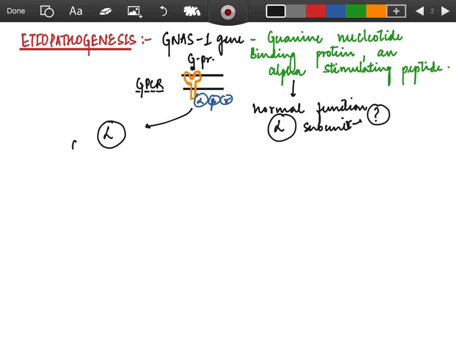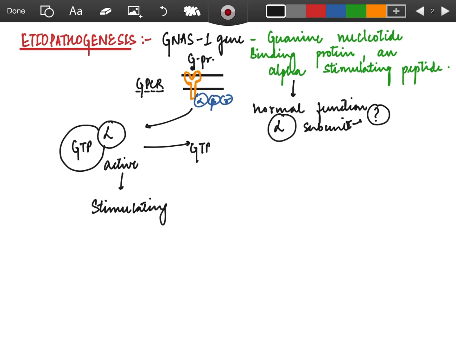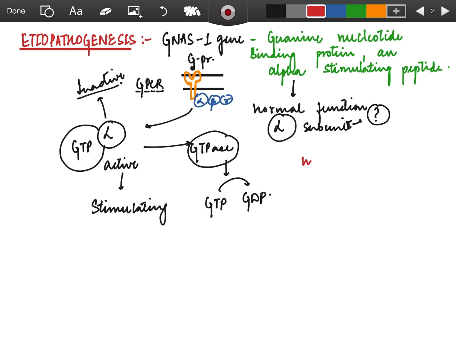Normally, when the alpha unit binds to GTP, it remains in the active state. It is stimulating in nature and stimulates various types of cells. Now when GTPase comes, it converts GTP to GDP, and the subunit becomes inactive. So this was the normal physiology. Now what happens in fibrous dysplasia? There is a mutation in the GNAS1 gene.